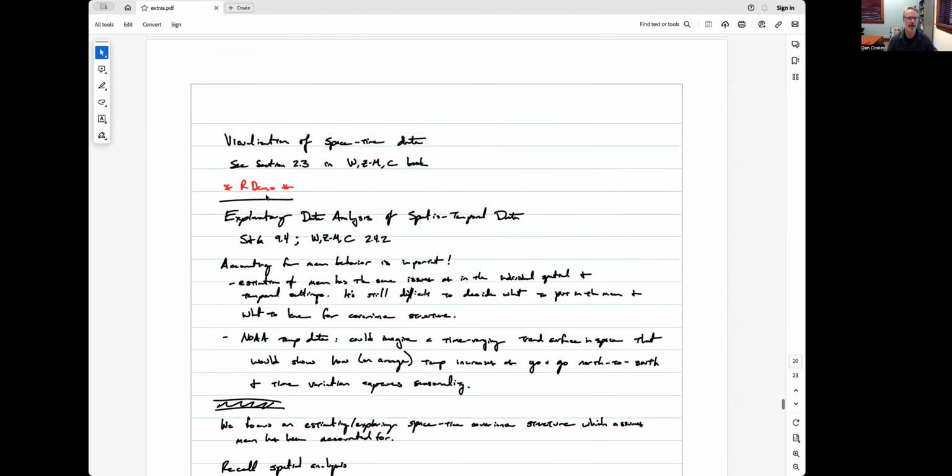So let me jump to here. So that's what we've done, up through here. Next is to do exploratory data analysis. And what we really want to do is understand the space-time variogram. You can follow along in Schabenberger and Gotway in section 9.4. This also appears in the Spatial Statistics with R book in section 2.4.2.